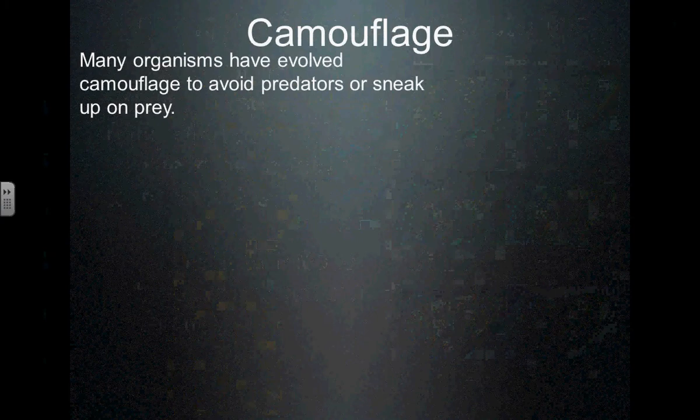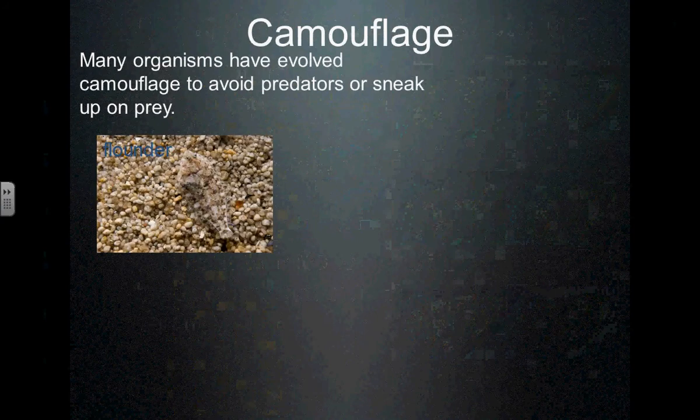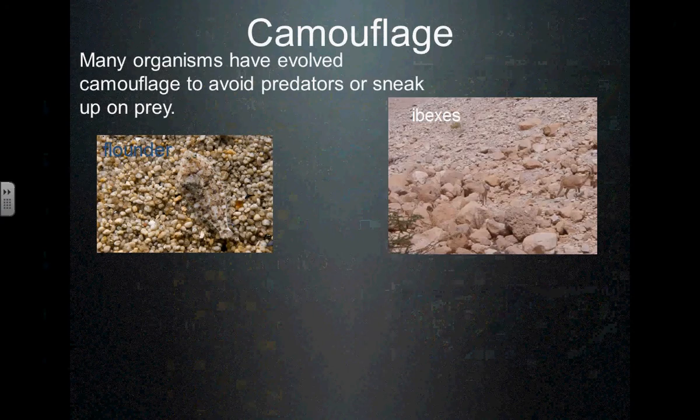Camouflage is an excellent example when you're talking about adaptations because many species exhibit camouflage coloration. Here's a flounder that lives in the ocean. It has sort of perfect coloration that allows it to blend in with the bottom of the ocean. These are ibex, they're deer. They live in the Middle East, in dry, sort of rocky areas.